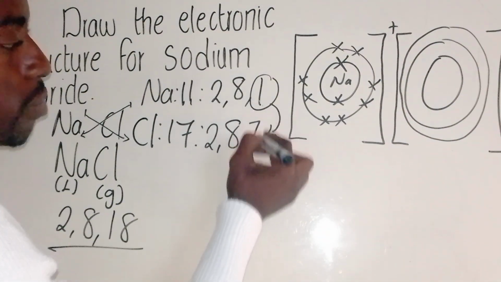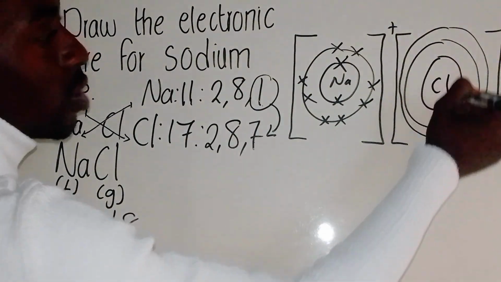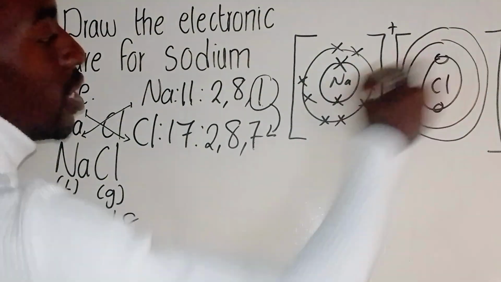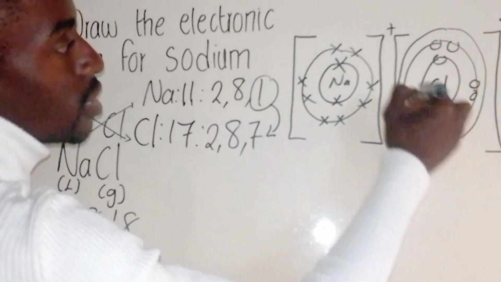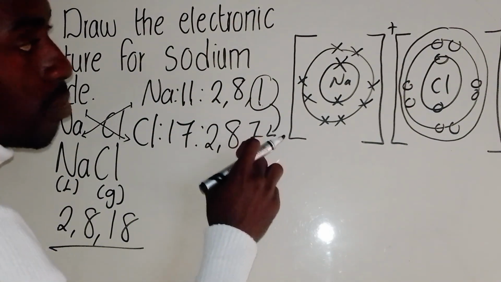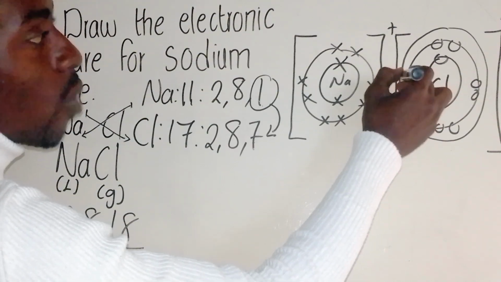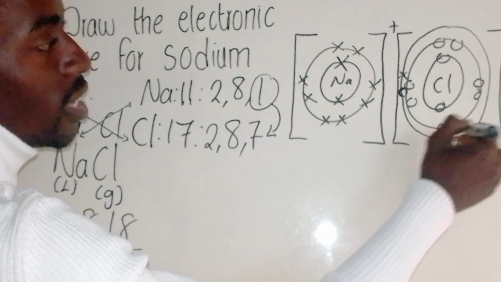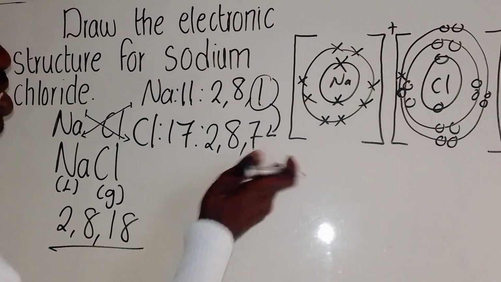Now, the one which has been gained by chlorine, you put a negative there. So for chlorine, you put 2 electrons in the first shell like this. Then there's 8, you put 8 like this. The last shell has 7, plus that 1 which has been gained. This 1 which has been gained, you put an X, because it is coming from sodium. Then you put a dot here, a dot there, and a dot there. So this is the answer.